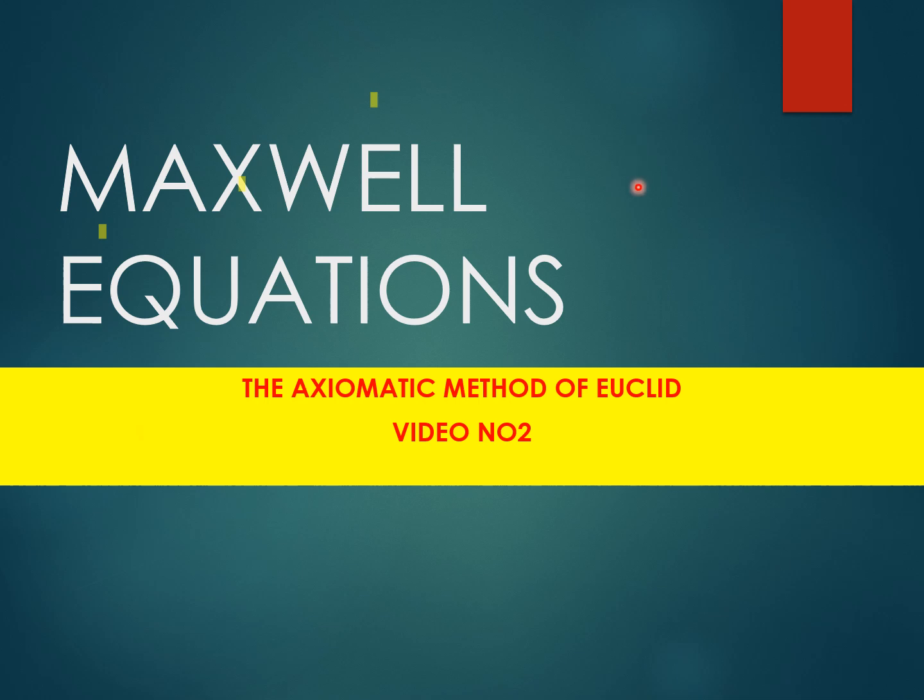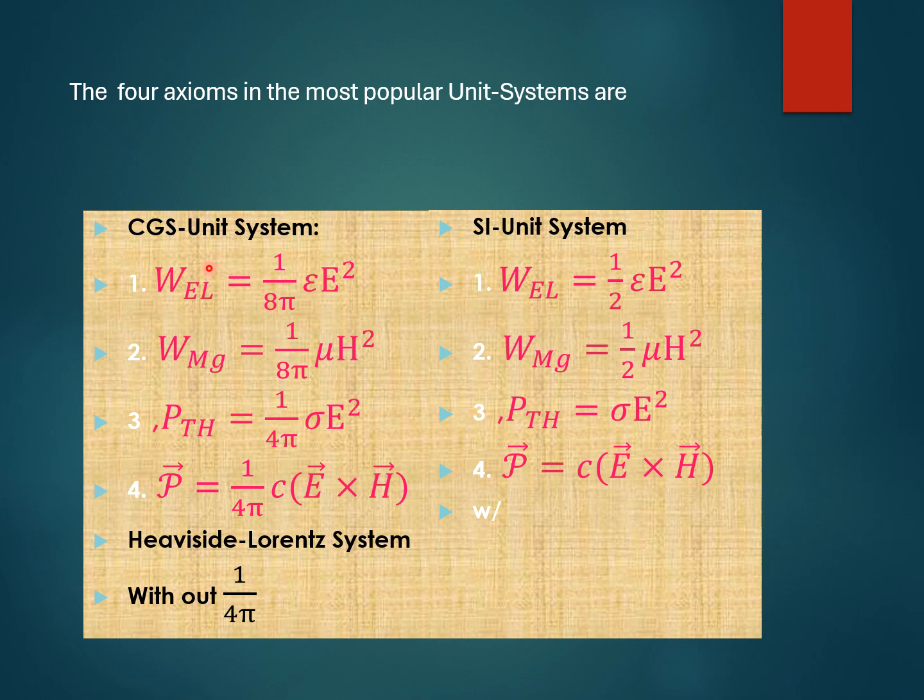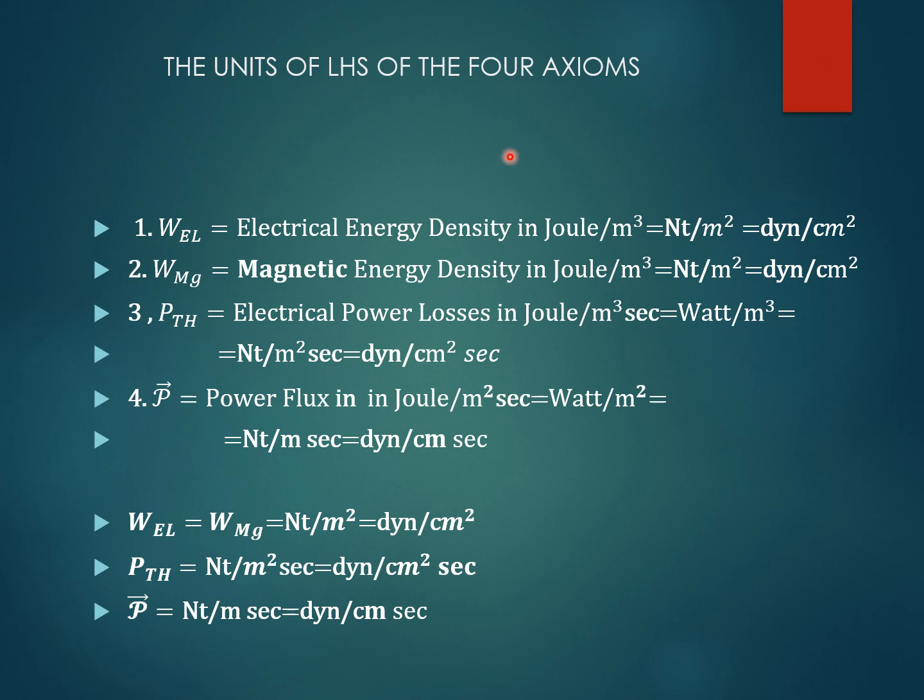In the last video, we established the 4 axioms needed to derive Maxwell's equations in both Gauss and SI units. And we had, for the Gauss units, these expressions, and for the SI units, these expressions. In Heaviside-Lorentz systems, these are the same expressions without the term 1 over 4 pi. The units of the left-hand side of the 4 axioms are the following.